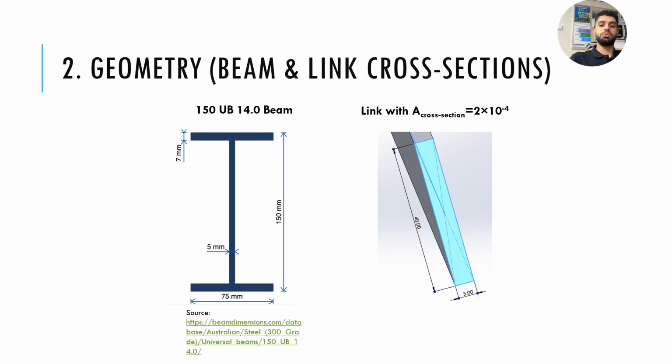So for the geometry, we were given that 150 UB 14.0 is the beam specification, and we found that these are the dimensions that the beam would have. And the link has a cross-sectional area of 2 times 10 to the negative 4 meters squared, and knowing that it's a slender link, we assume that the length would be 40 millimeters and the width of it would be 5 millimeters.